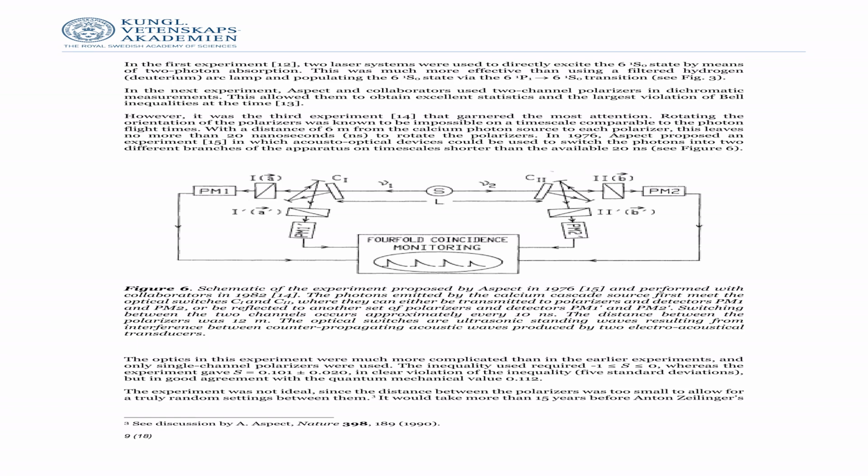Rotating the orientation of the polarizers was known to be impossible on a timescale comparable to the photon flight times. With a distance of 6 meters from the calcium photon source to each polarizer, this leaves no more than 20 nanoseconds, ns, to rotate the polarizers. In 1976, Aspect proposed an experiment, 15, in which acousto-optical devices could be used to switch the photons into 2 different branches of the apparatus on timescales shorter than the available 20 ns. See Figure 6.